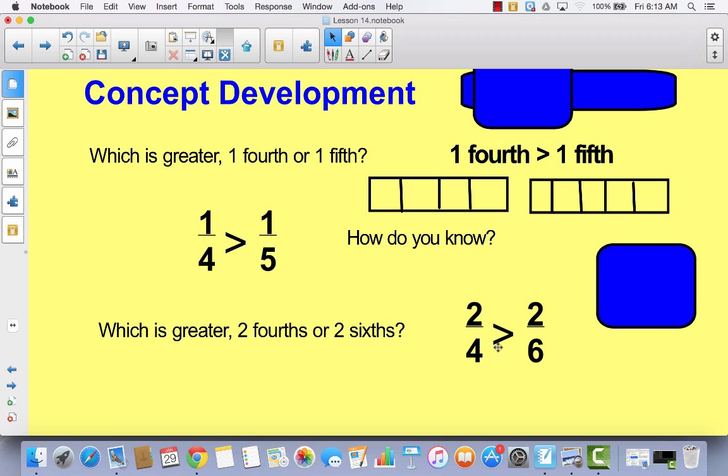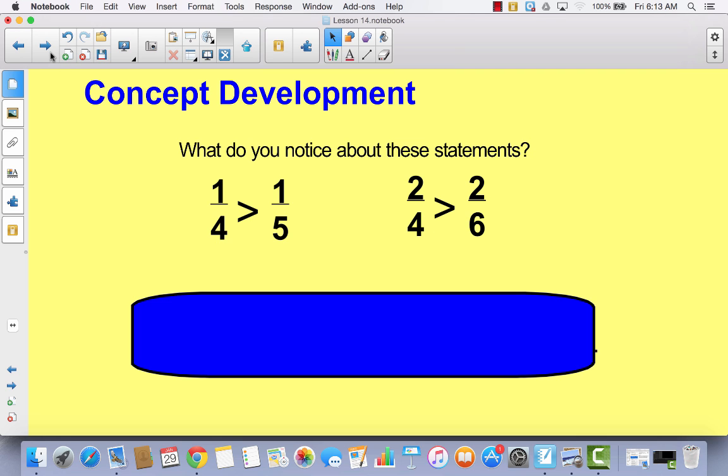2/4 is greater than 2/6. Now let's think about this for just a second. What do you notice about both of these statements? Well, in both of these statements, the numerator is the same. So if the numerator is the same, then I can just compare the denominators. And the bigger the denominator, the smaller the part. So if I have 1/5, that's going to be less than 1/4. And because 1/4 is greater than 1/6, then 2/4 is greater than 2/6.